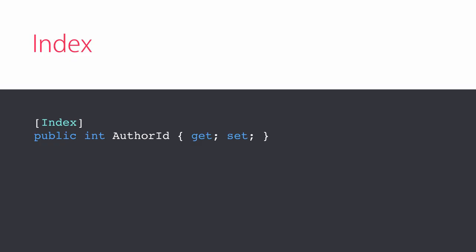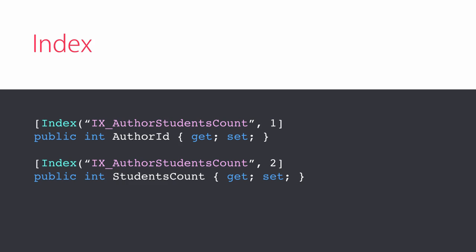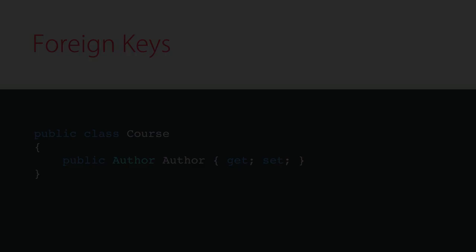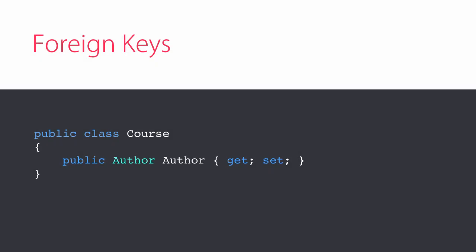Next, index. You can add an index on a property by simply using the Index attribute. You can optionally set IsUnique equal to true to ensure that property or column is unique. So you may want to ensure that you don't have two courses with the exact same name or two users with the exact same username. That's when you use a unique index. If your index contains multiple columns, you need to apply it on multiple properties. So here we have an index on AuthorId and StudentCount. And note that in this case, we need to specify the name of the index and an order for the columns in the index.